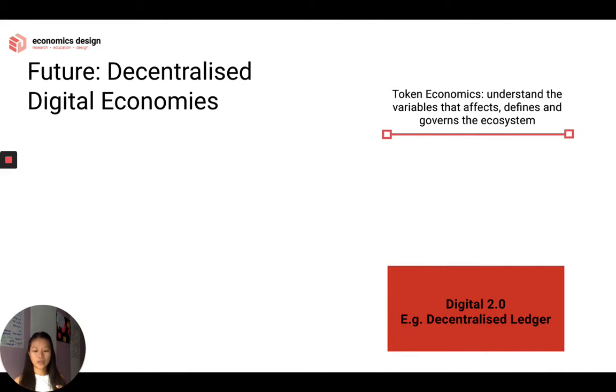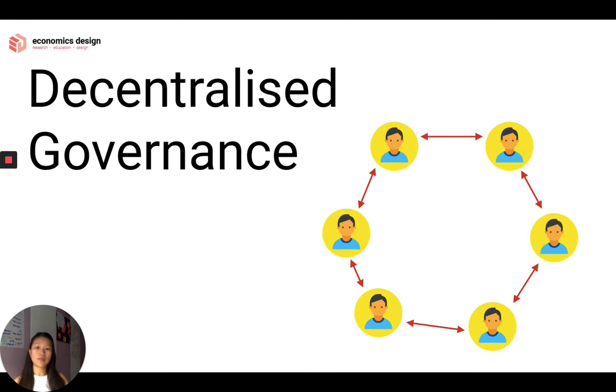There are a lot of challenges that will arise. And one of the biggest challenges is, how do we understand the variables that affect the ecosystem? How does it affect the participants in the ecosystem? And how do we govern such an ecosystem? Because now people are from everywhere. People are decentralized. How do we coordinate all of these activities?